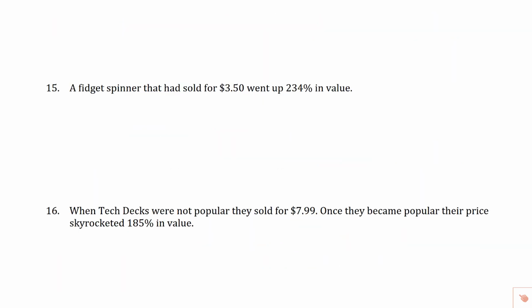All right, I've got number 15 up here. It says a fidget spinner that had sold for $3.50 went up 234% in value. Okay, so they're really gouging us here. They got popular, so they want to make sure they make plenty of money. So it used to cost $3.50, which was 100% of the original price. It's going to go up in value, so we're going to add 234%. So we're going to end up paying 334% for this.